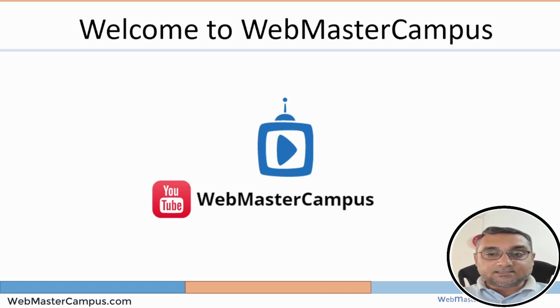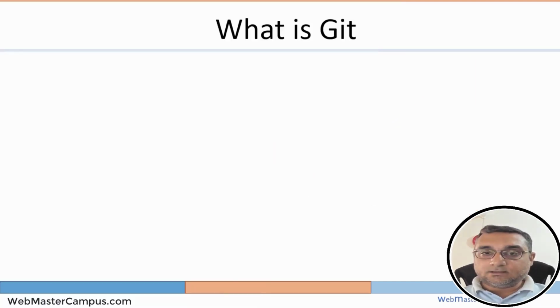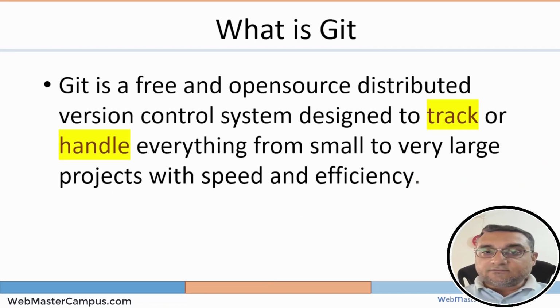Okay, let's get started. First we are going to learn what is Git and GitHub. So what is Git? Git is a free open source distributed version control system designed to track or handle everything from small to very large projects with speed and efficiency. First of all, Git is free and it's open source.